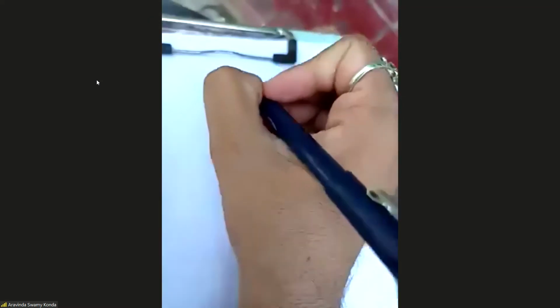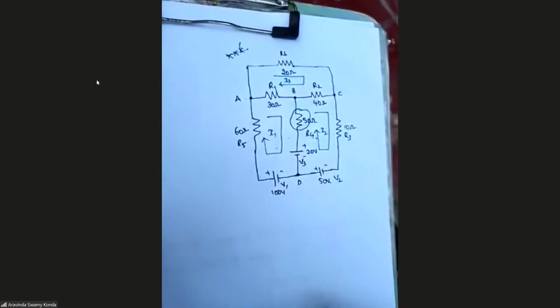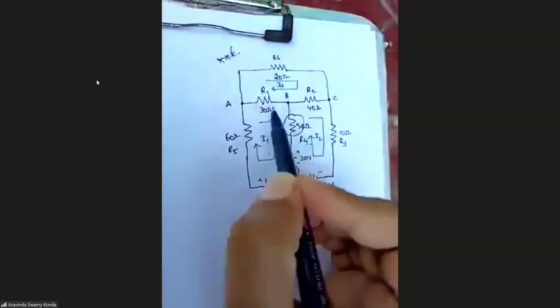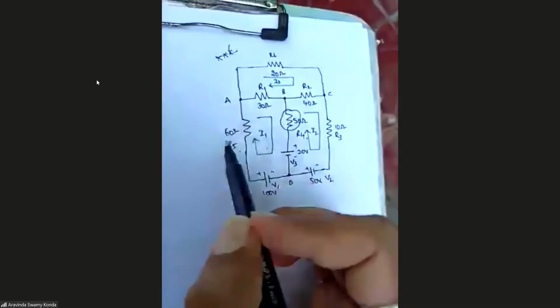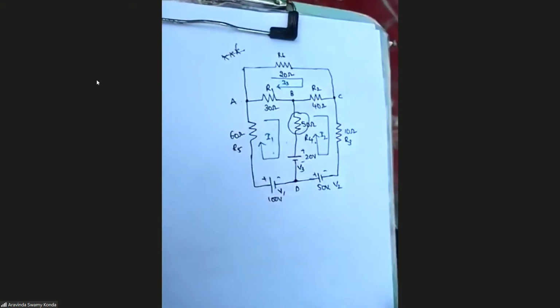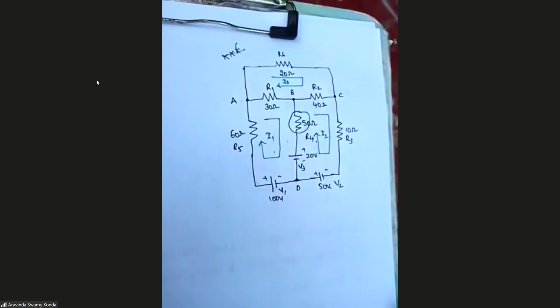And this is an important problem. This is given two or three times in the examinations. Make it as an important problem. Okay, so first mesh equation. How many elements are there in the first mesh? R1, R4, V3, V1, R5. Am I right? 1, 2, 3, 4, 5 elements are there in the first mesh.